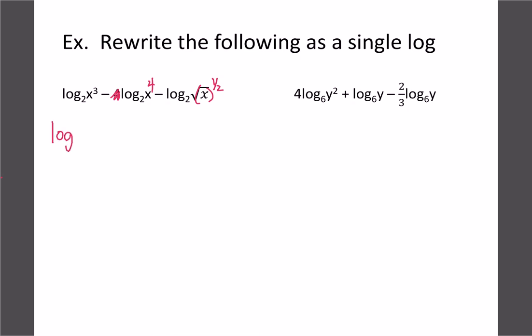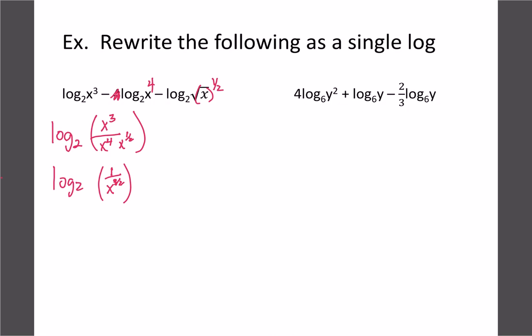So now using our rule, we'd have log 2, we have x cubed. Then we're minusing, so that'd be dividing by x to the 4th. And we're minusing again, so that'd be dividing by x to the 1/2. So if we simplify all of that, we have 3 minus 4.5, which would give us negative 1.5, or 3/2 as a negative. So we can write that as 1 over x to the 3/2 if we want, or we could write it as negative. It doesn't really matter, but we got it together as one log.